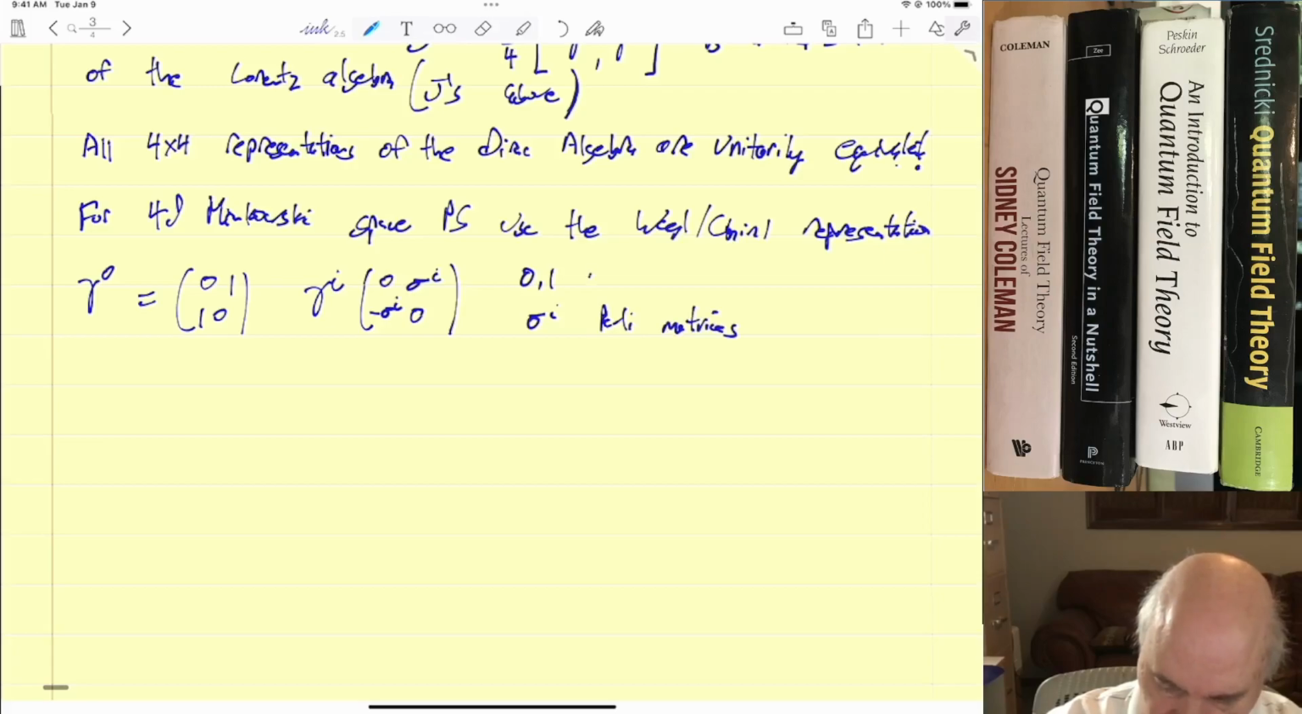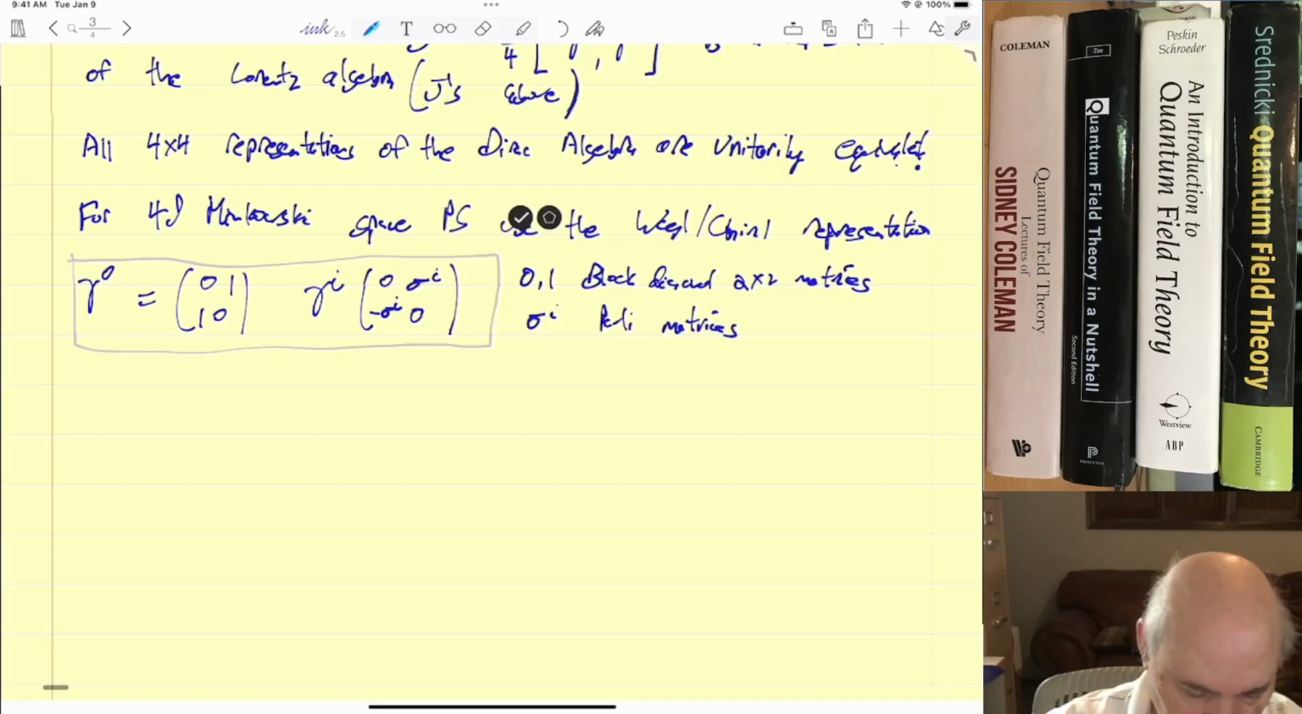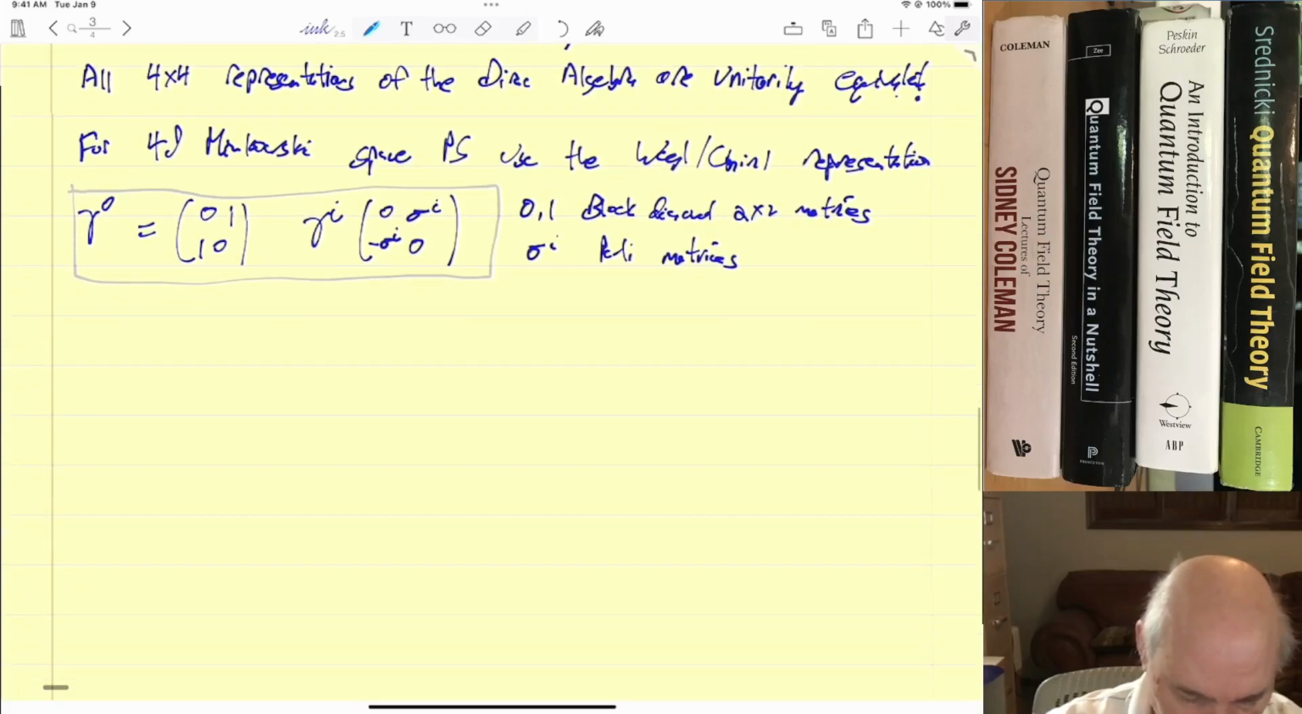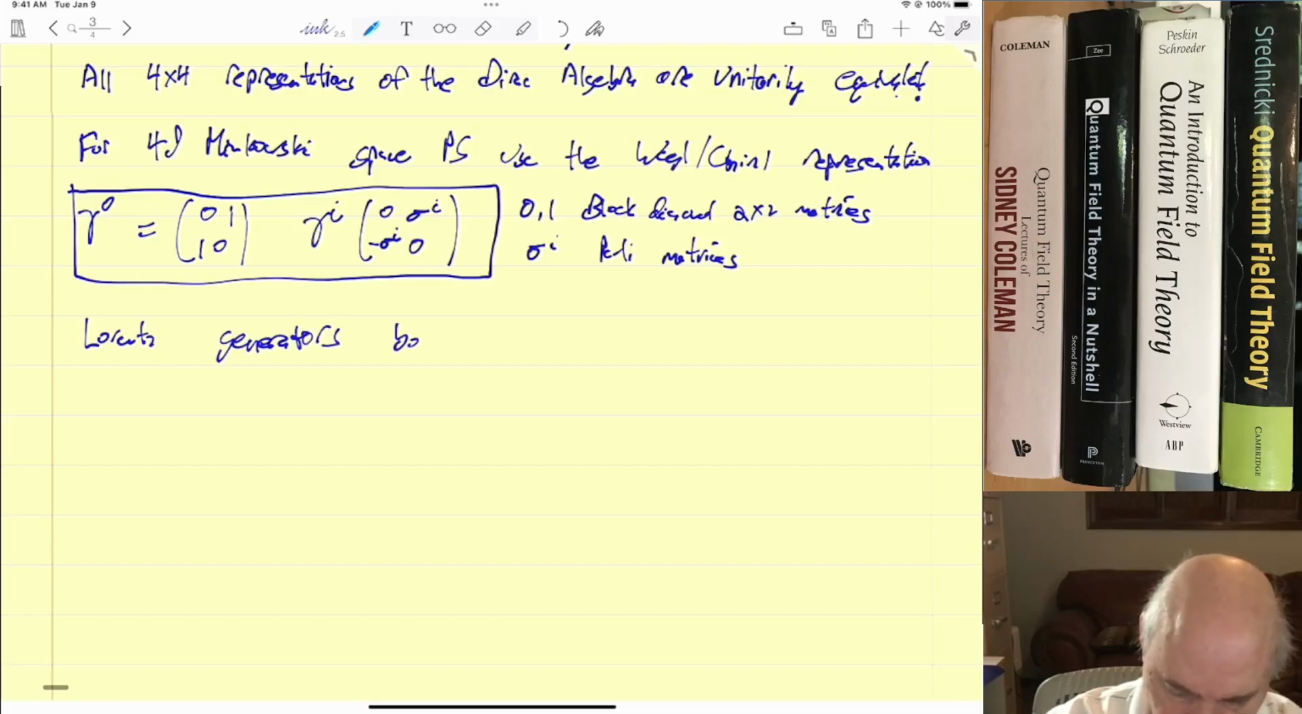These are the block diagonal 2 times 2 matrices. So this is probably the most important part of the chapters, the representation of the gamma matrices. And the Lorentz generators, boost and rotation.